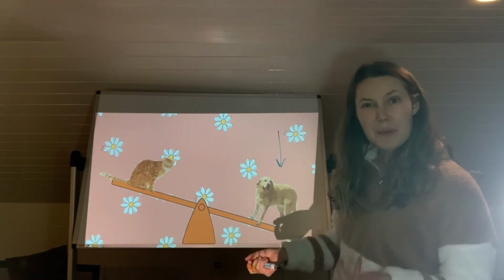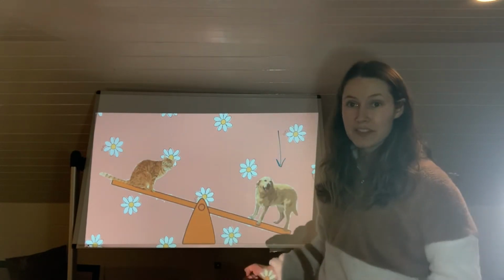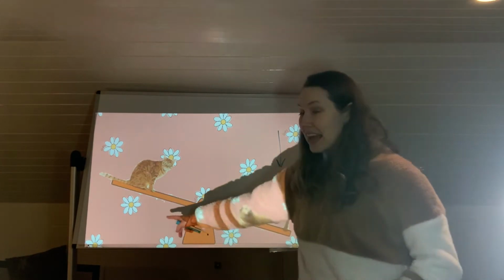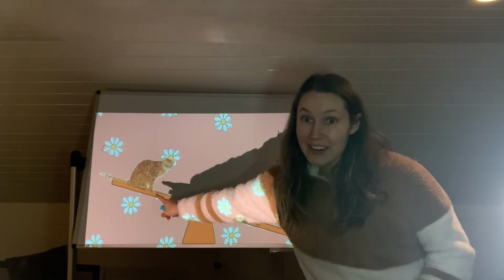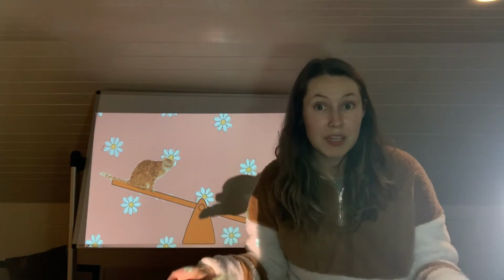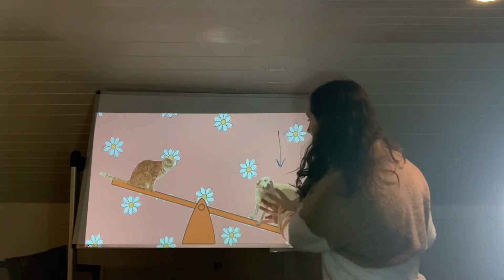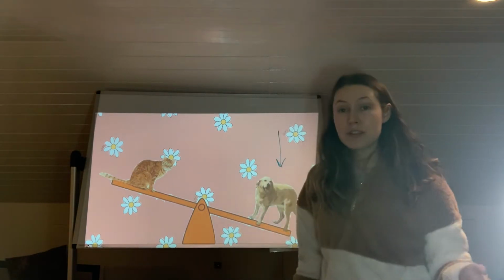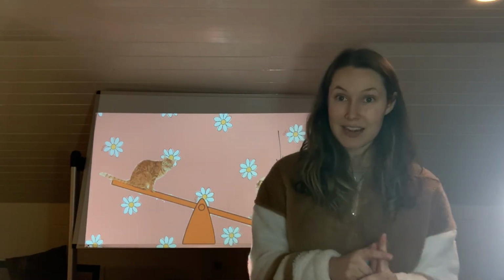What if I want to talk about the cat? What phrase would I use then? The cat is lighter than the dog. So I'm naming both of the objects that I'm comparing, which are my cat and my dog, and I'm using those phrases heavier than and lighter than.